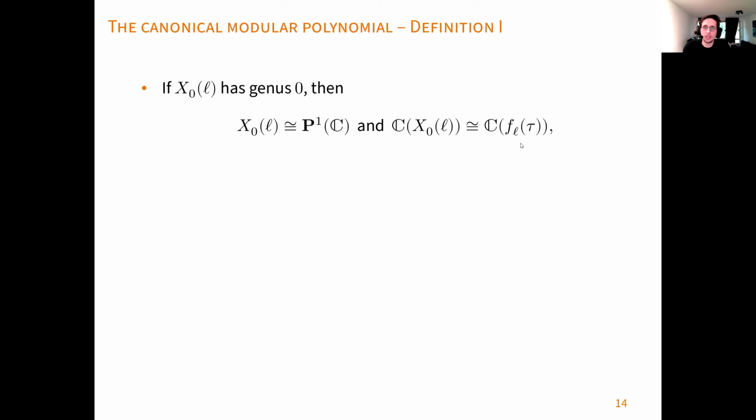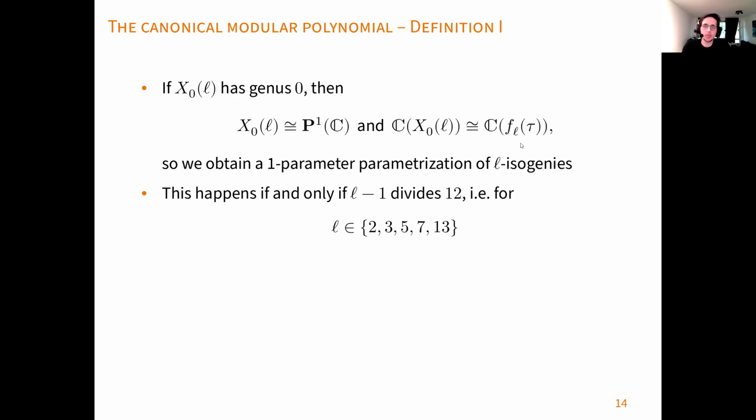So of course, looking at this case, we need to first understand when it actually happens. And this is the case, of course, once we have this one generator, then we have a one parameter parameterization of l-isogenies, which is exactly this kind of compactness that I was talking about. So when does this curve actually have genus 0? Well, this happens if and only if l-1 is a divisor of 12. If you make this explicit, this is just for the primes 2, 3, 5, 7, and 13. There are other non-prime numbers where X_0(n) also has genus 0, but again, we will be looking at prime degrees mainly.